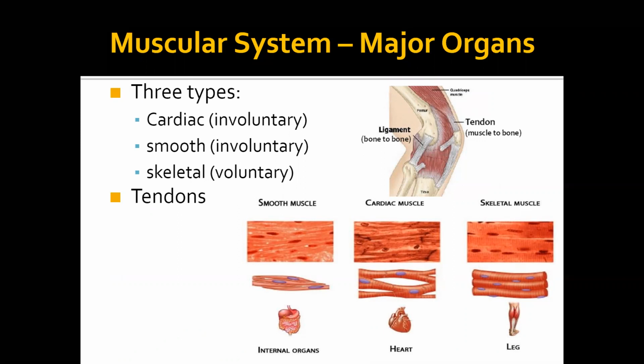And then the smooth muscle over on the left, it looks a little bit different in that you don't see those striations at all, and all of the cells are super skinny and very, very long.